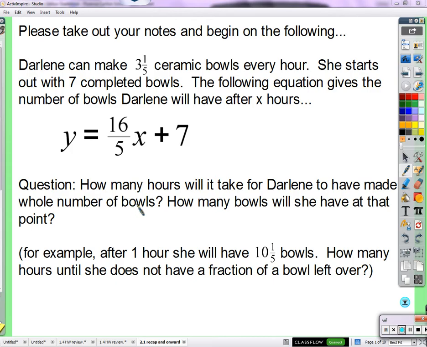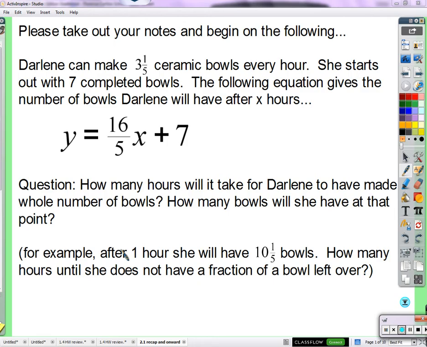Because every hour she has 3 1/5 volts made. So if 1/5 of a volt is made every hour, then it would take 5 hours to make a whole volt. So she's always got an extra fifth, and after 2 hours she's got an extra 2/5, an extra 3/5, extra 4/5, and when she has an extra 5/5, all of that makes up 1 volt.